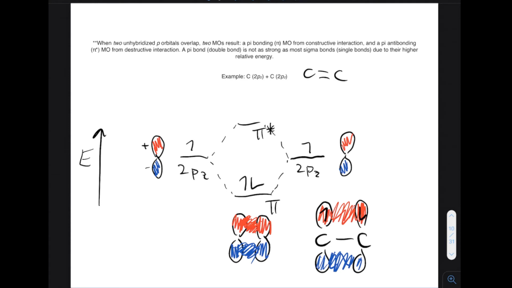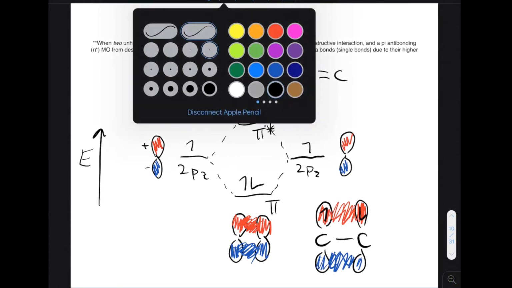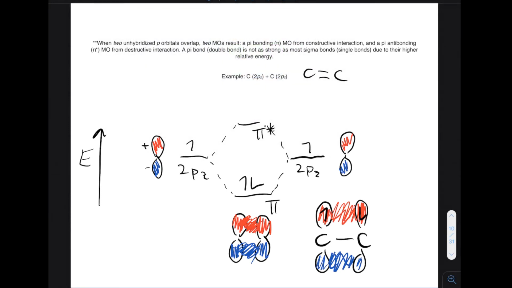So hopefully that makes sense. And just to show you what the anti-bonding orbital would look like, because it comes from destructive interference as opposed to constructive interference, it's going to look something like this, where the lobes look almost like they're repelling each other, like so. And of course you have the node in the middle here, where there is no chance to find an electron. So hopefully that makes sense.